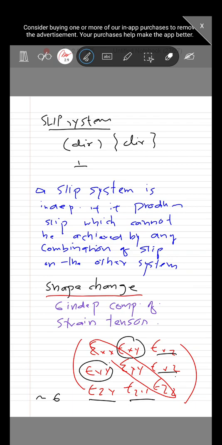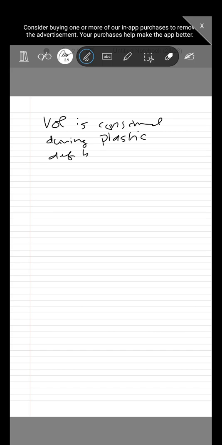However, volume is conserved during plastic deformation by slip. So since the volume is conserved during plastic deformation by slip, the normal strains must sum to 0, so that only five of the components are independent.